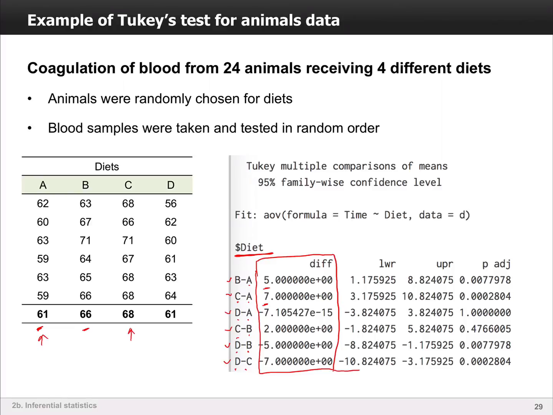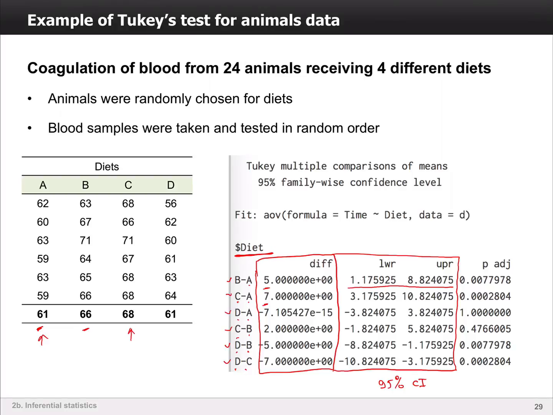Then the next 2 columns are a confidence interval. By default, it's 95%. You can change it. It's a 95% confidence interval for this difference for the population. Okay, so if you take the first case, B minus A, you can see that we can expect with 95% confidence that the difference between diet B and diet A will be between 1.2 and 8.8 seconds, the coagulation time. We are talking about coagulation time, okay?